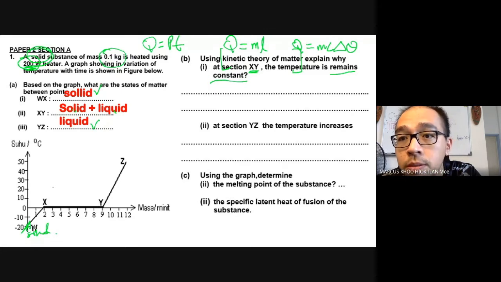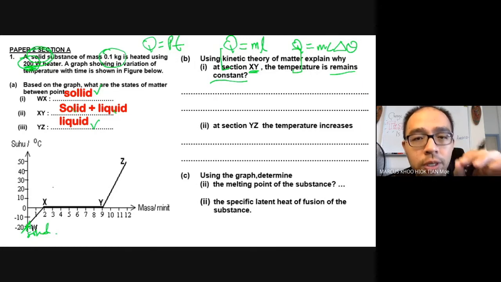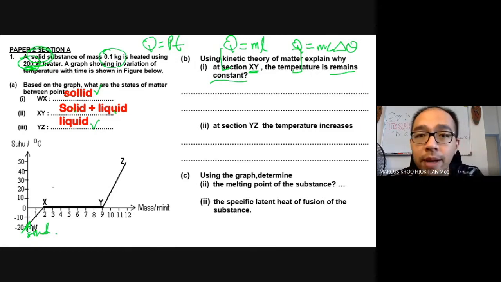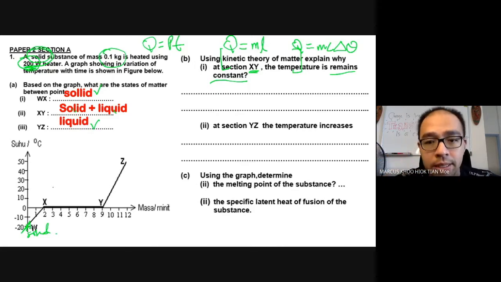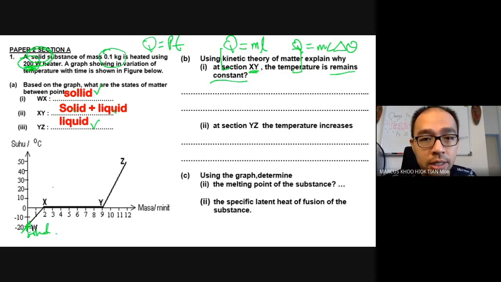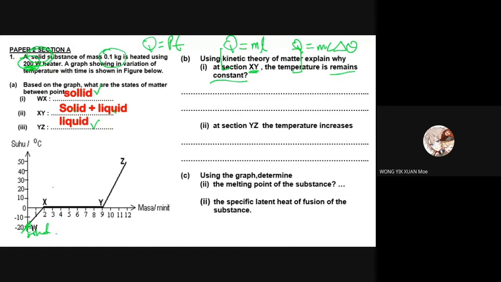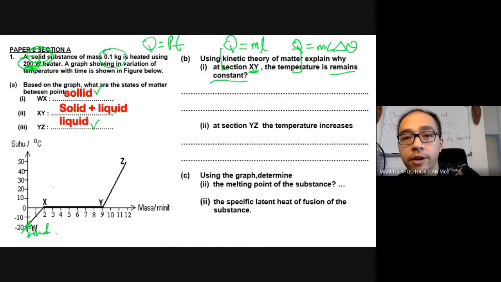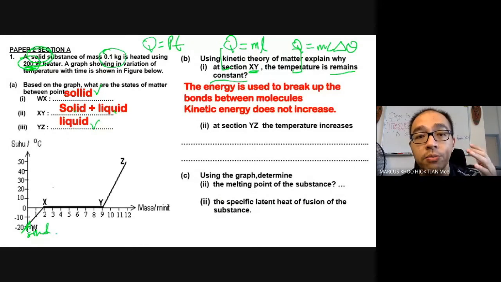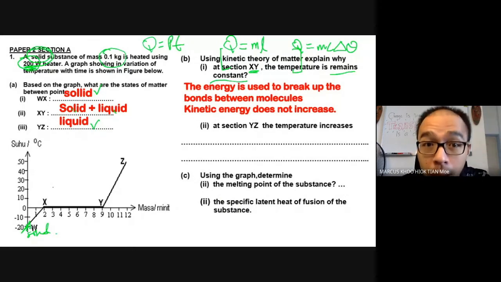Because why is there no increase in kinetic energy? It's an important fact, actually. Anybody want to help Bernardine? She has the first point. One point is there, but it is a 2-mark question. Why is there no increase in kinetic energy? Because the heat is used to break down the bonds between molecules. Very good. The heat or the energy is used to break up the bonds between the molecules, which is why there is no increase in kinetic energy.